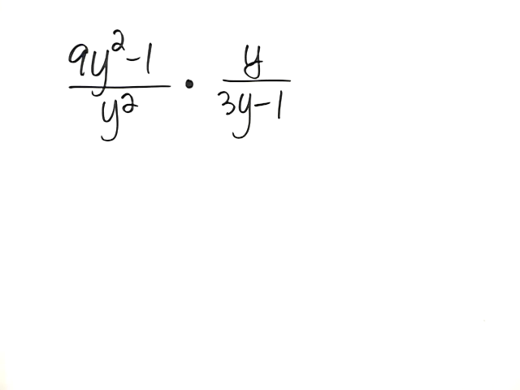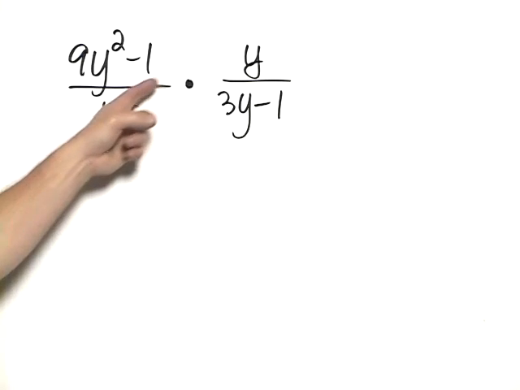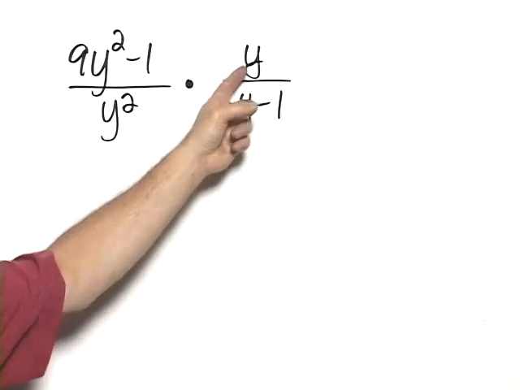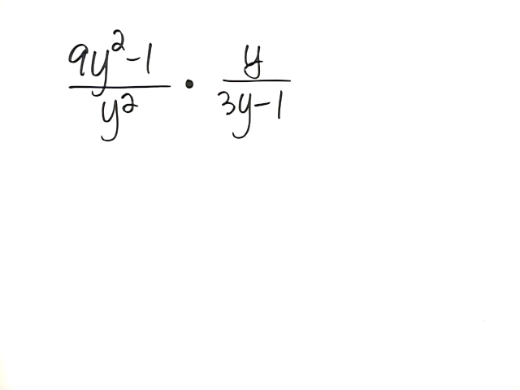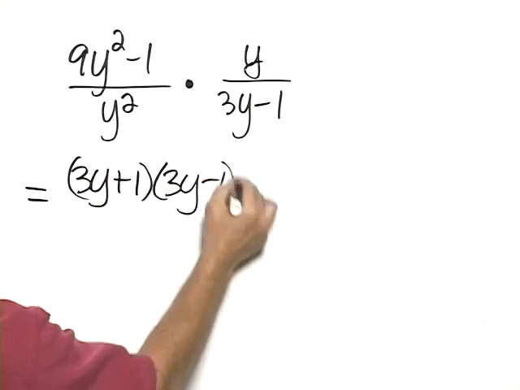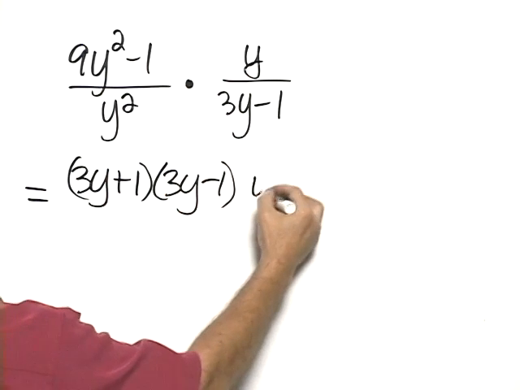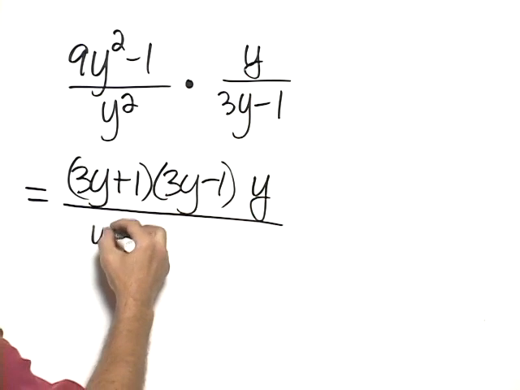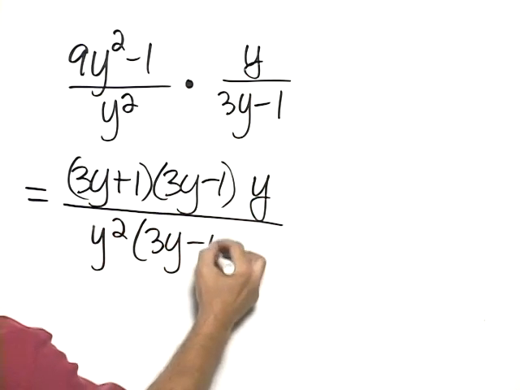Now we have the equivalent of the multiplication of two rational expressions. What we want to do is multiply numerator times numerator, denominator times denominator, but in doing so, we also, before carrying out the multiplication, want to factor. 9y squared minus 1 is the difference of two squares, and it factors as 3y plus 1 times 3y minus 1, multiplied times the y from the other numerator, and in the denominator, we'd have y squared times 3y minus 1.